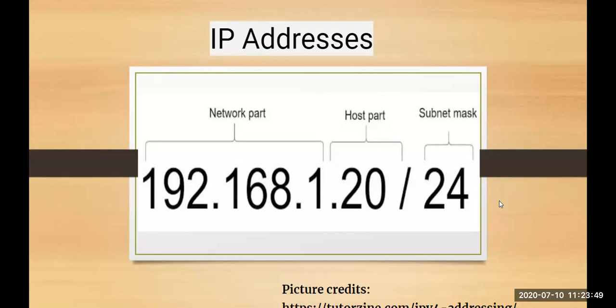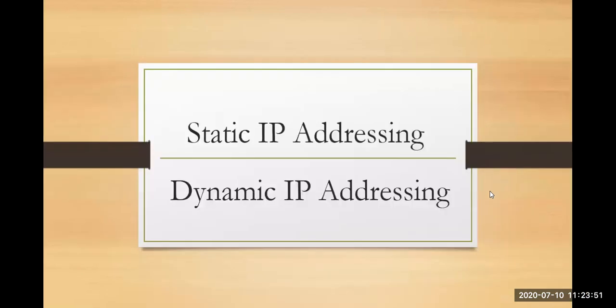Let's move to the next. Next, we are looking at static IP addressing and dynamic IP addressing. In IP addresses, you need to do some sort of addressing as well. When I talk about addressing, it is of two types. One is static IP addressing and the second is dynamic IP addressing. You can note down here the difference between the two.